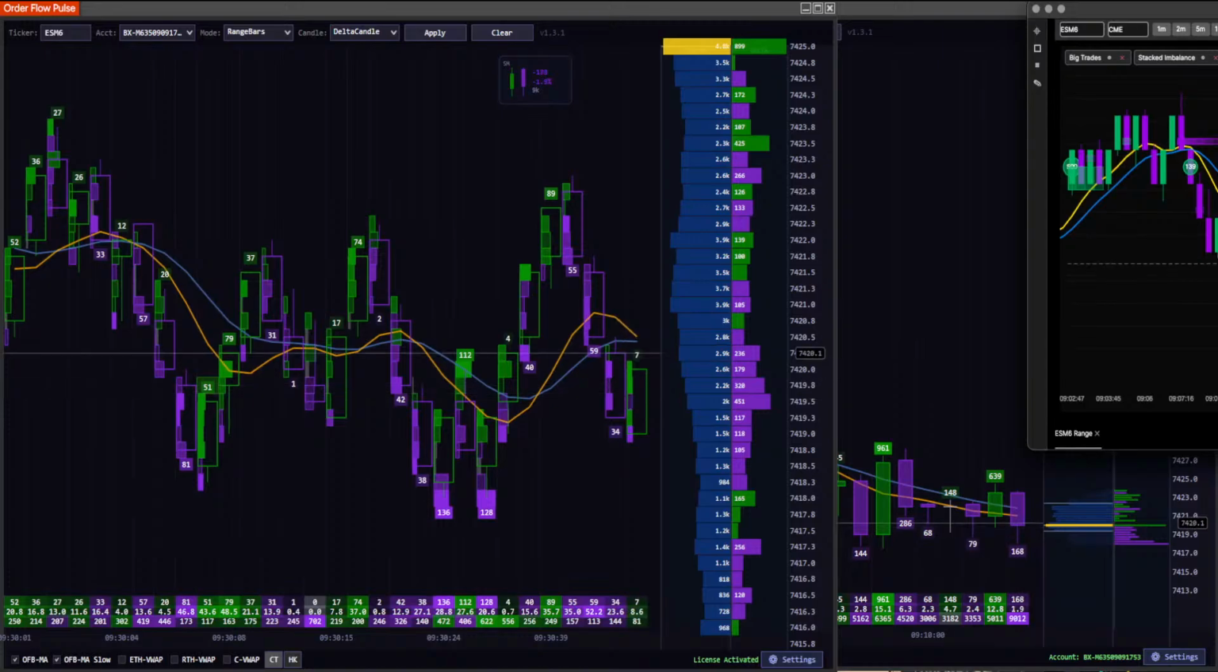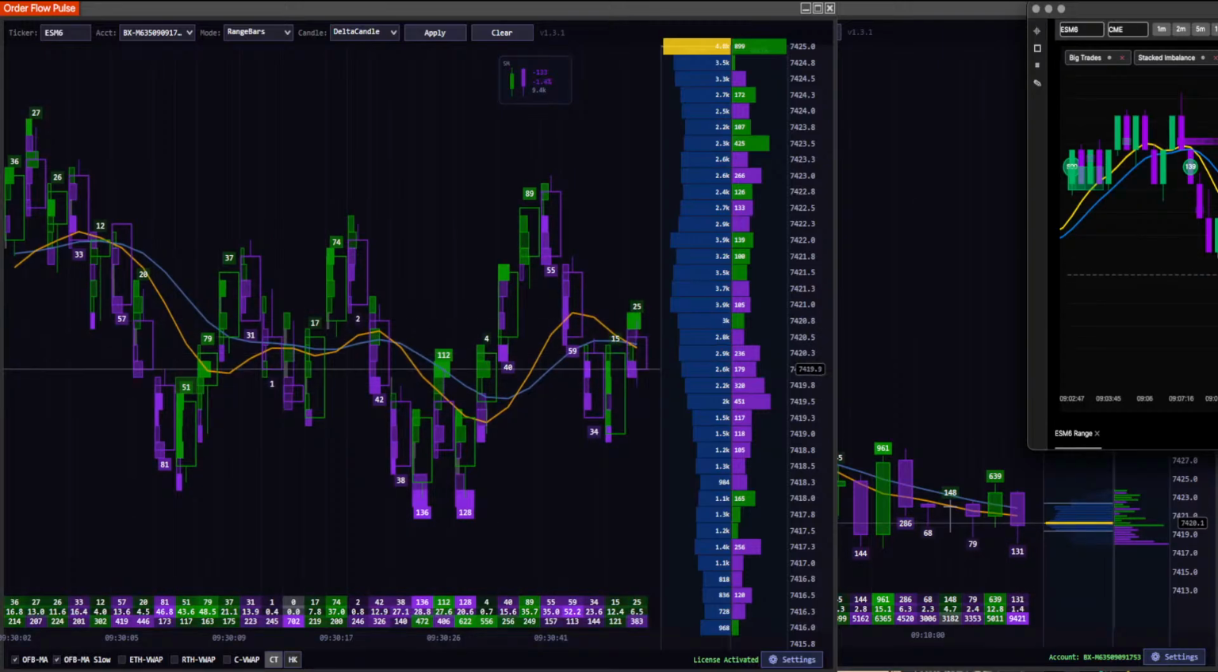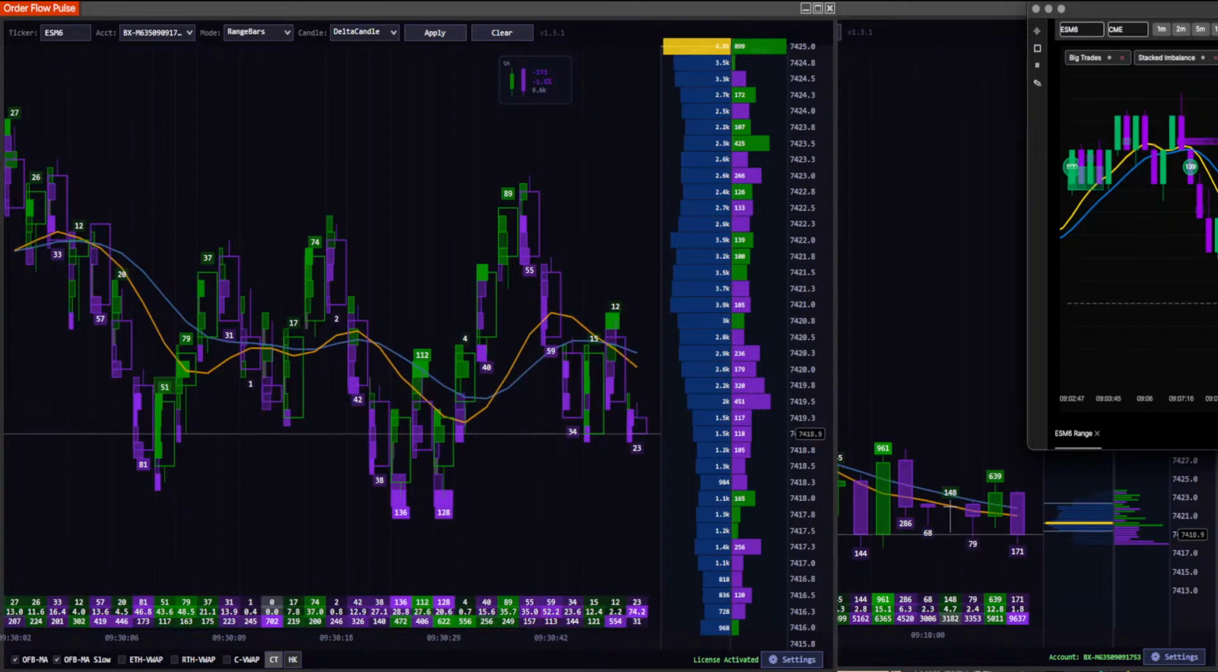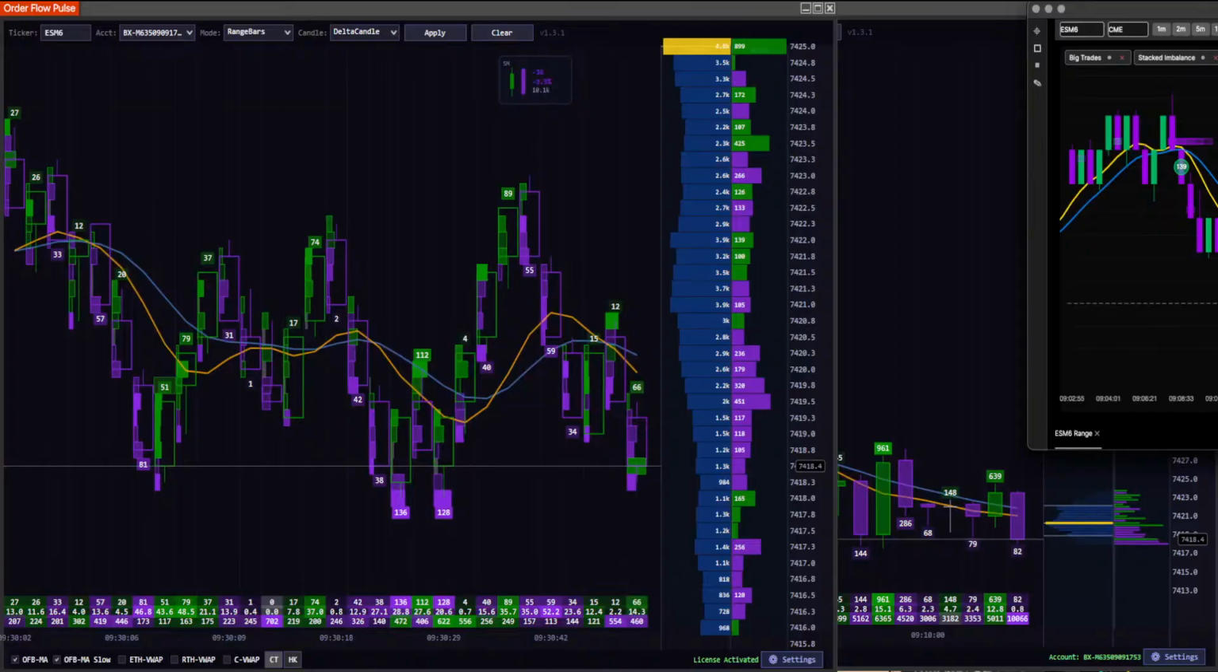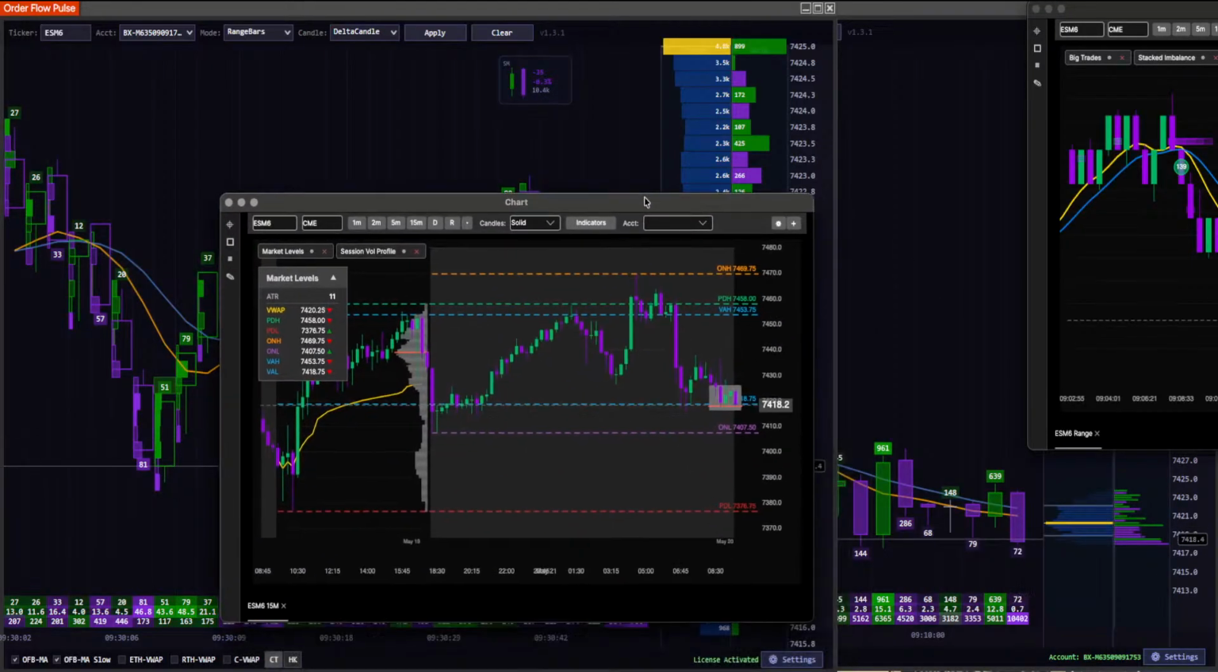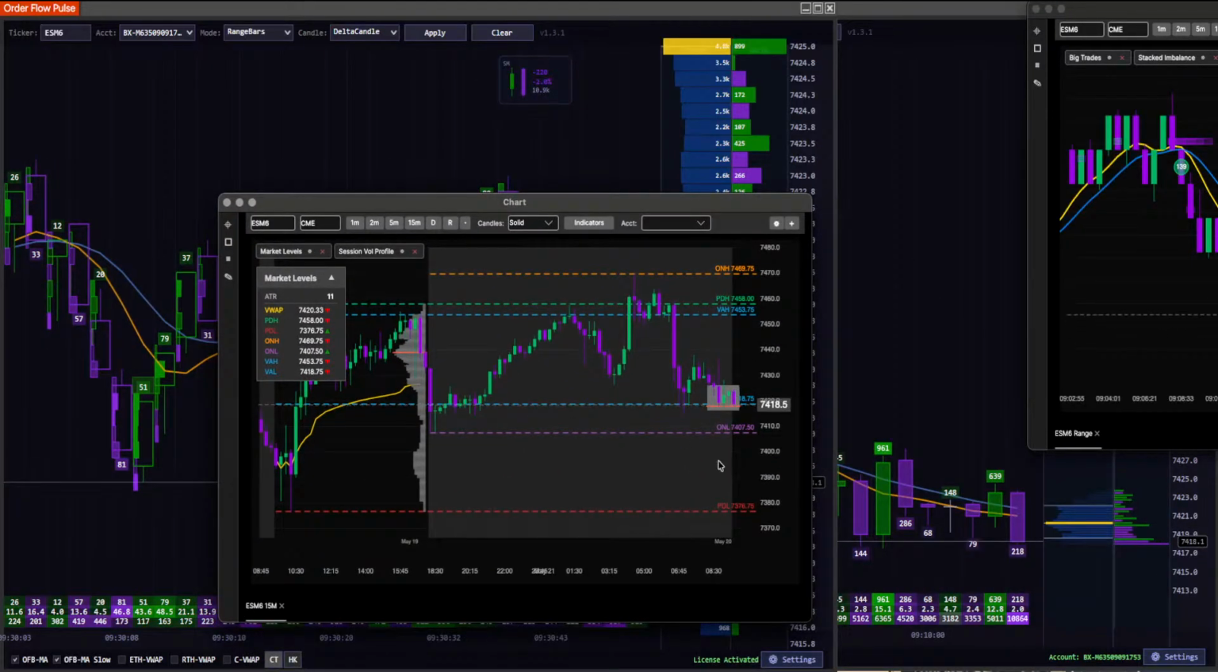All right, we're coming off the value area low. We're just right at the value area low from yesterday. As you can see right here, we're right at the value area low, right up in this area.